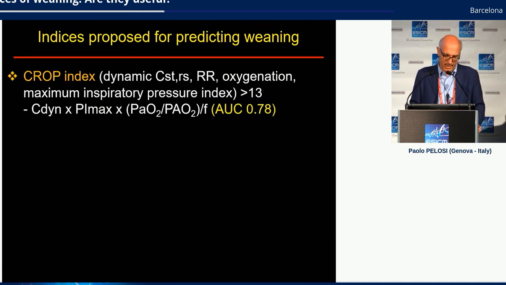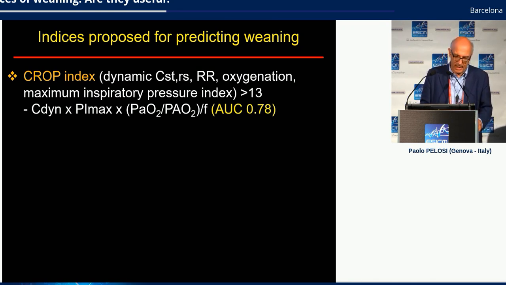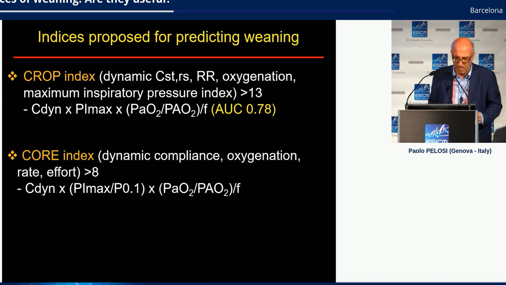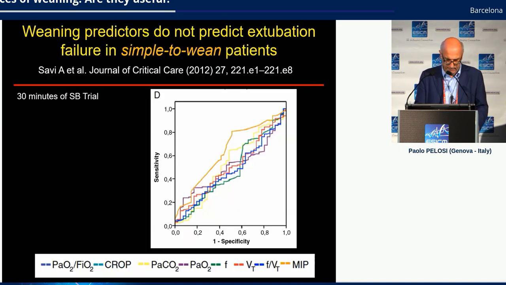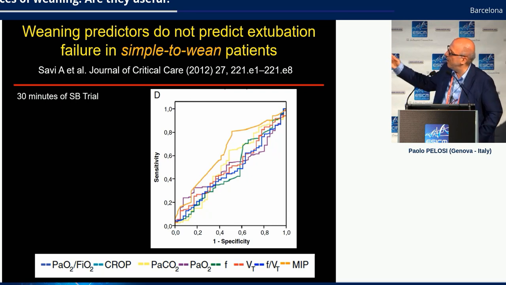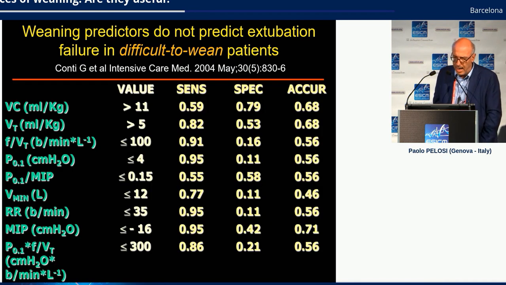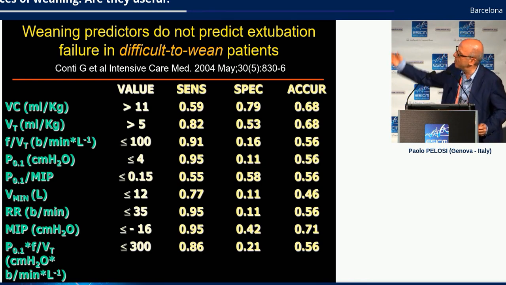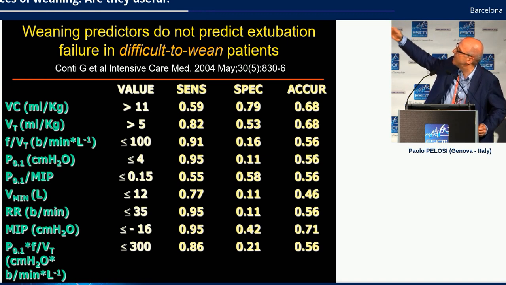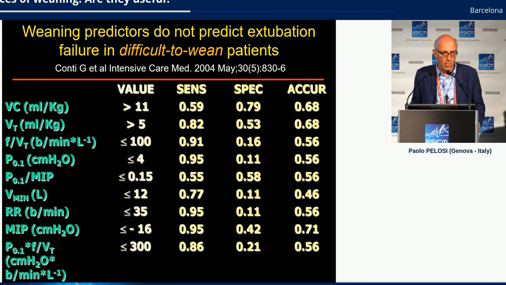Then there are even more complex indices. This is the CROP index. There are very few studies, a bit complicated, you see, with dynamic compliance, respiratory rate, oxygenation, and maximum inspiratory pressure. The CROP index, again, is a mixture of parameters that have been proposed, as you can see there. However, if you look here, the P0.1, the CROP, the respiratory rate, tidal volume, maximum inspiratory pressure, it's just like flipping a coin. You see the sensitivity and specificity. And these are simple to wean patients, as defined before. And even if you look at difficult to wean patients, we have data, as you see, for different parameters that I mentioned before, where the sensitivity and specificity are very low, and the accuracy is very low. It's a little bit more than flipping a coin.